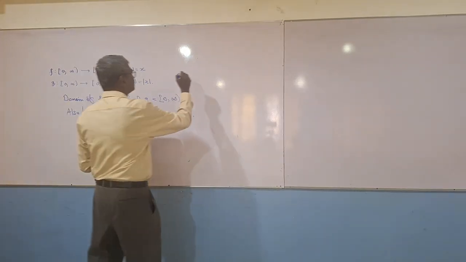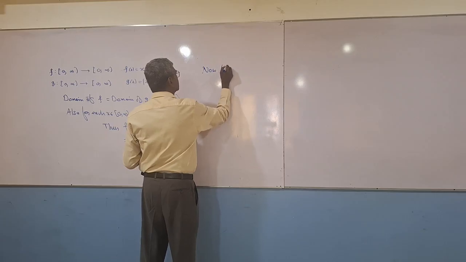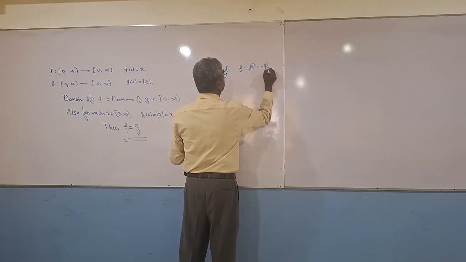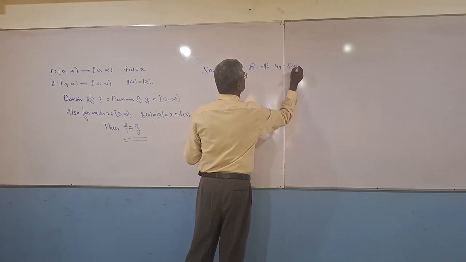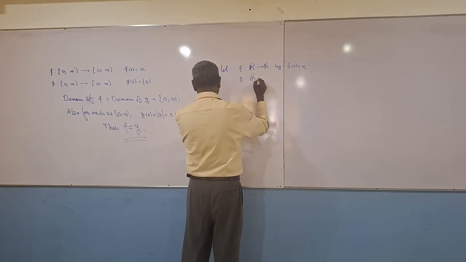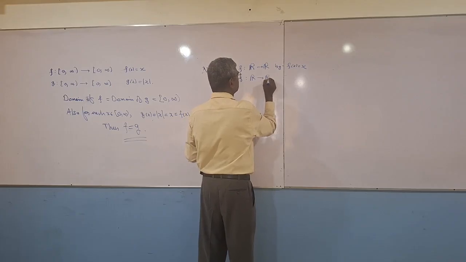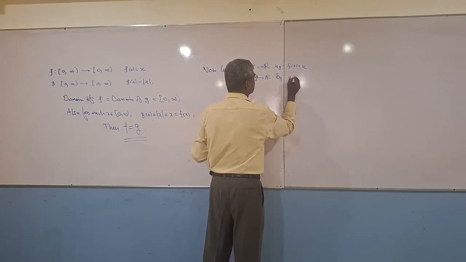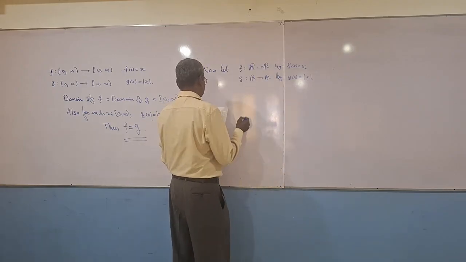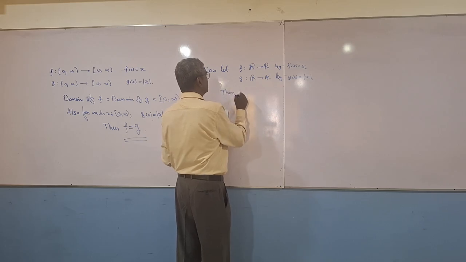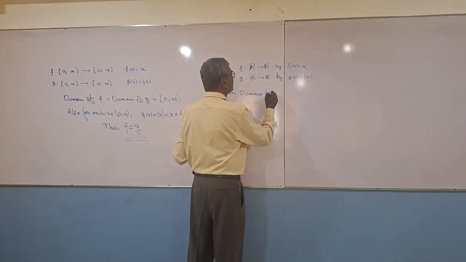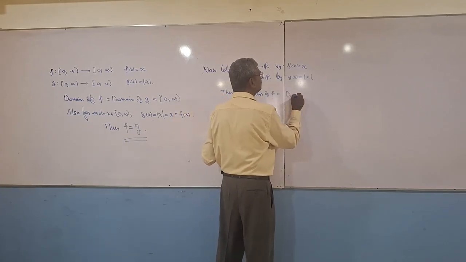Okay, now let f: R to R by f(x) equals x, and g: R to R by g(x) equals mod x. Then domain of f is equal to domain of g.